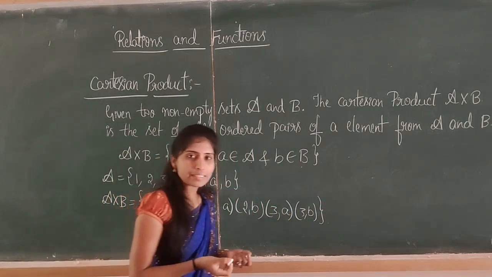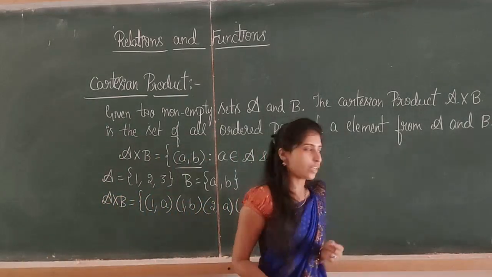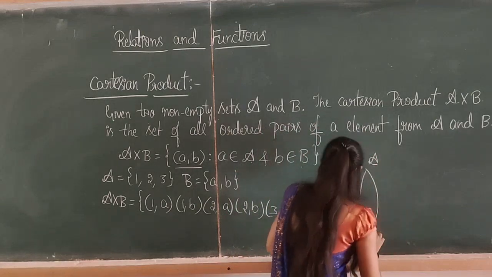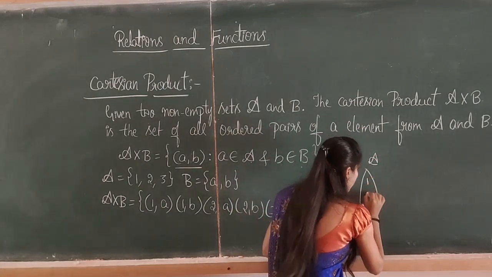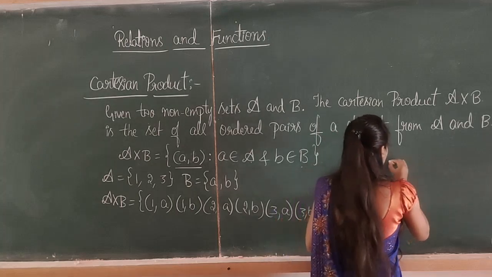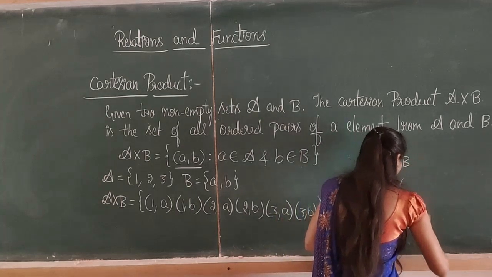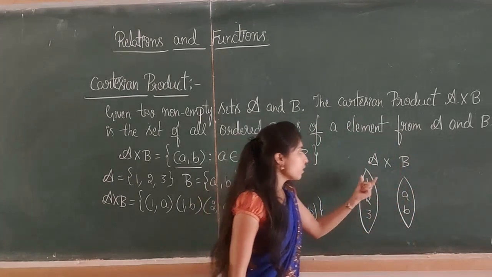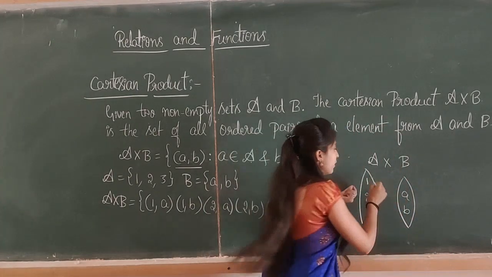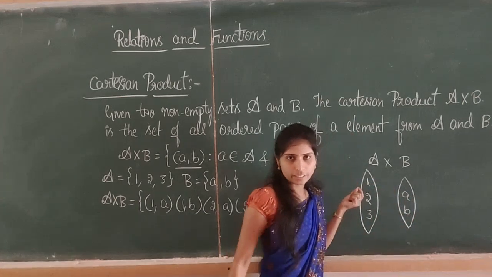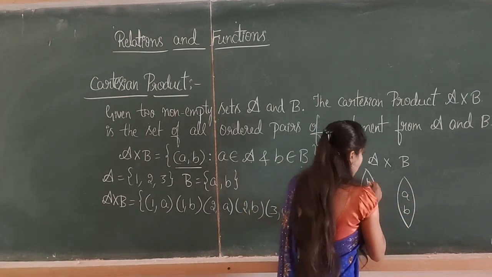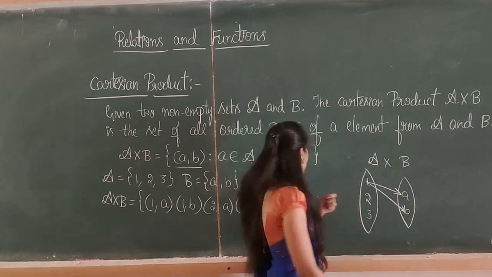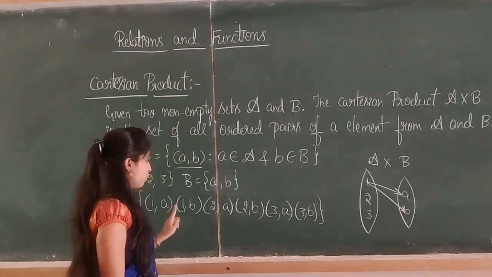We can also write this Cartesian product by arrow diagram. See here. Suppose that A has elements 1, 2, 3. Set B has elements A, B. Right. See here. Each element of A is related to every element of B here in Cartesian product. Okay. For example, one related to A and one related to B. See here. 1 comma A, 1 comma B.